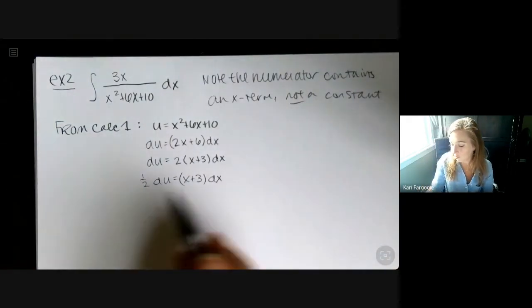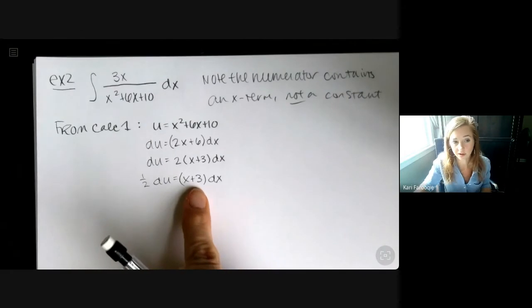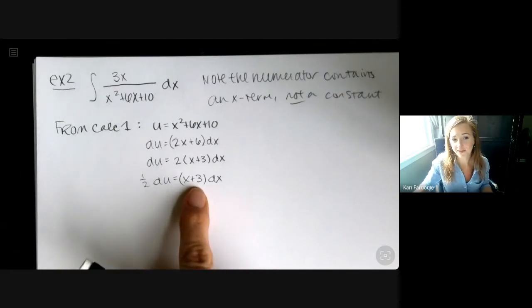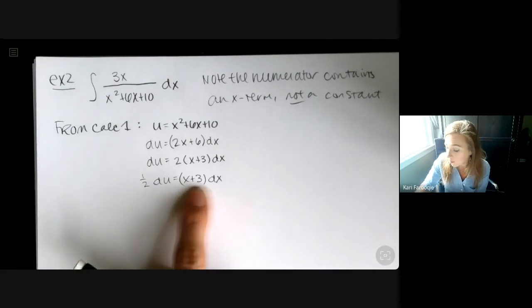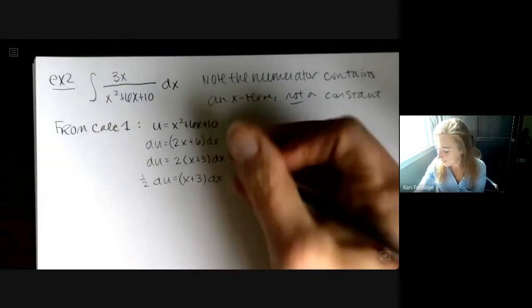And this is normally where in Calc 1 you would have been like, oh, awesome, I have an x plus 3 in the numerator. I'm good to go. But this time you don't actually have an x plus 3 in the numerator. What we can do is create a 3x dx, but you cannot get rid of this plus 3. It's there. You can't just get rid of it. And I made a big note about this in Calc 1.